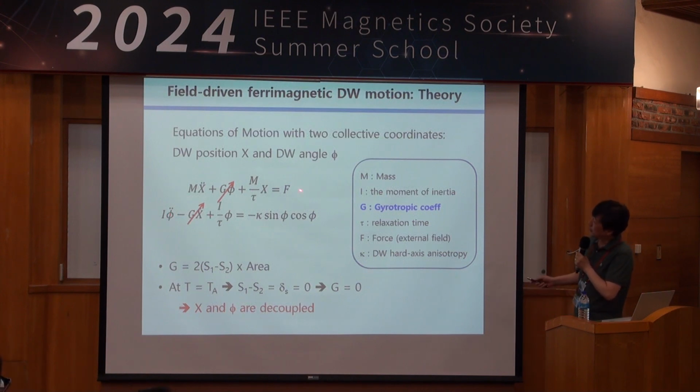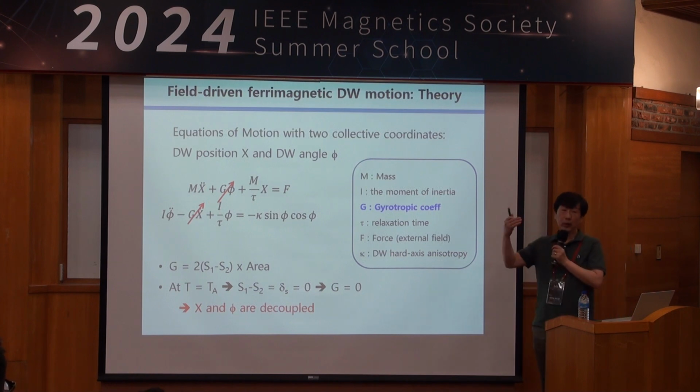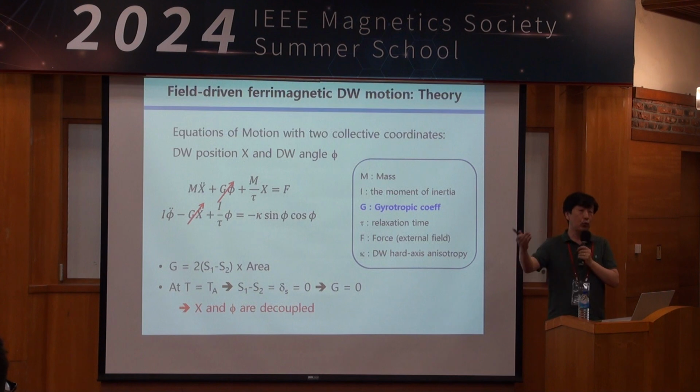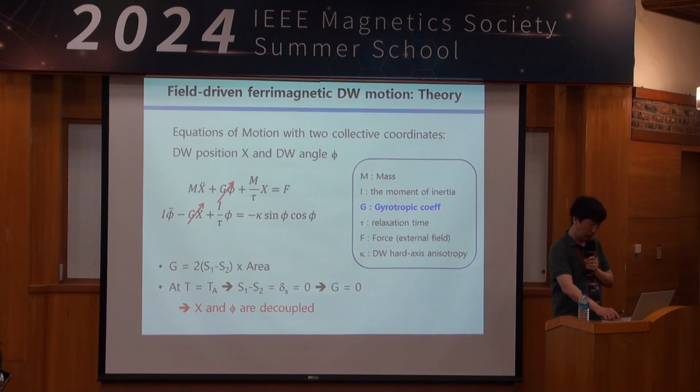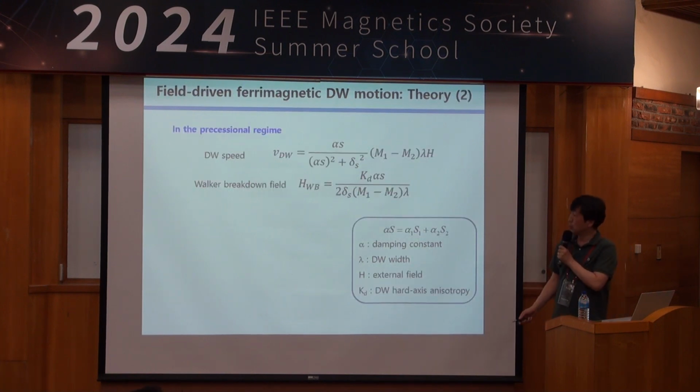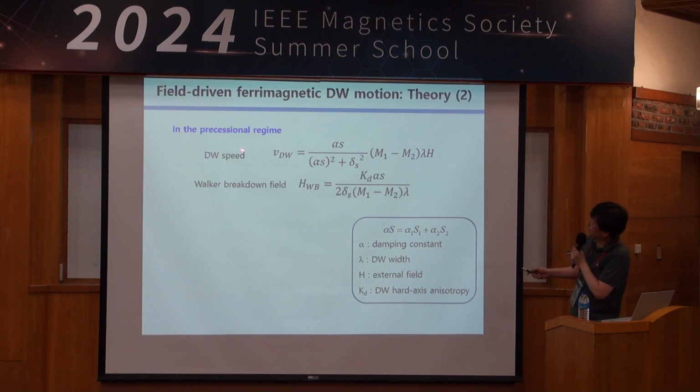Now you see that the first term only affects X. So it is used entirely to move your dominant without rotating your dominant, because now your X and phi are completely decoupled. So using these equations of motion, we can derive dominant speed. For example, the field-driven one in the precessional regime is given here.